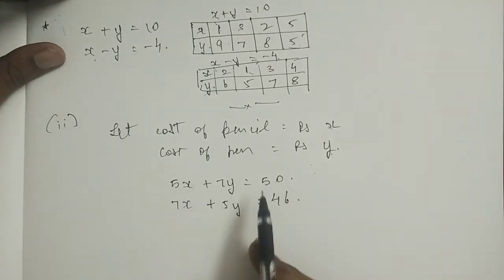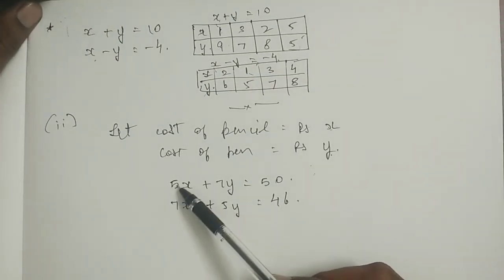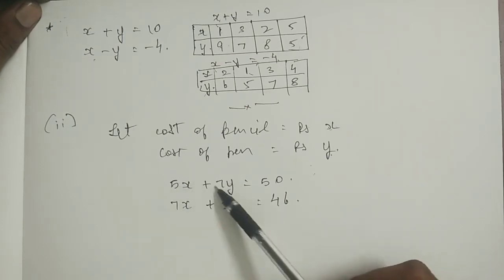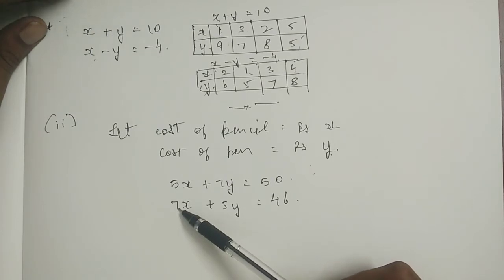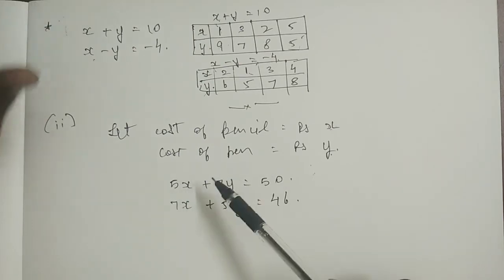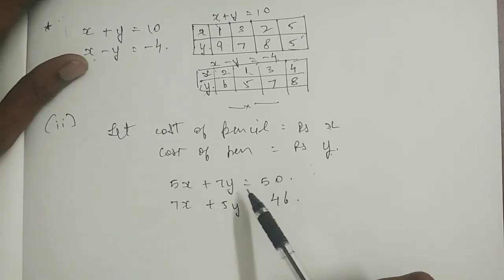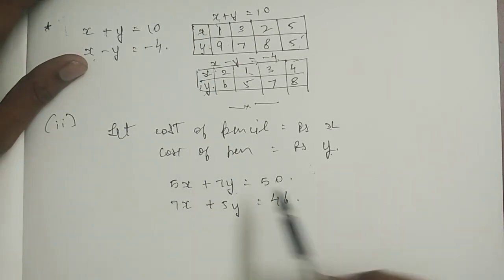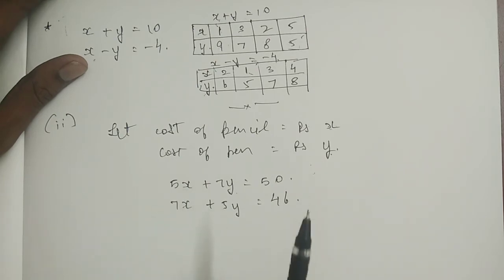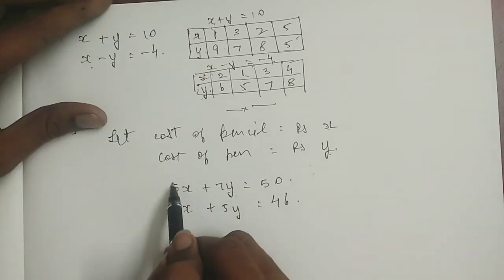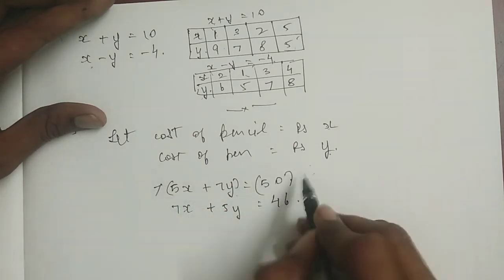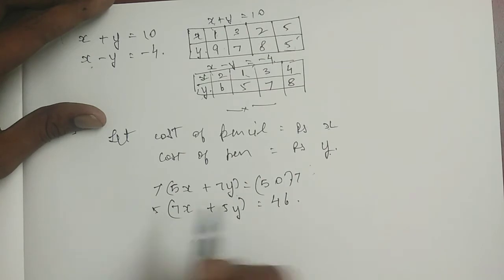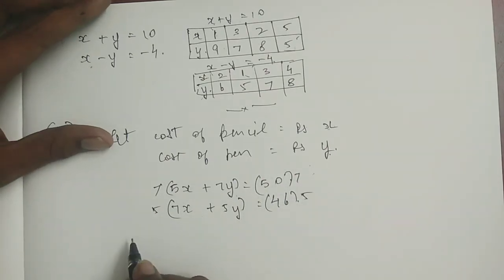And what should I multiply? In this case, there are no equal coefficients, and neither coefficient is a multiple or a factor of the other coefficient for that particular variable. So what I need to do is multiply both equations by the least common multiple. I multiply this equation by 7 and this equation by 5.